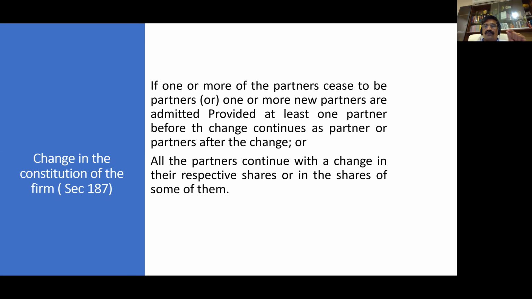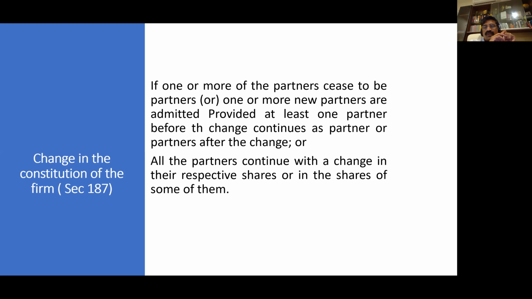So therefore, at that point of time, your mind should process the question: what is the meaning of change in the constitution of the firm? Does the Income Tax Act define what is the change in the constitution of the firm? Yes, it is defined by section 187 of the Income Tax Act. Section 187 deals with the change in the constitution of the firm.